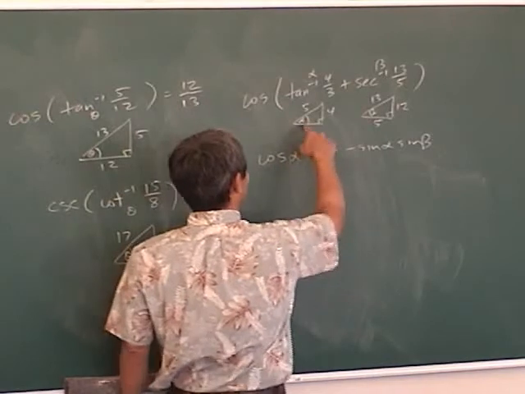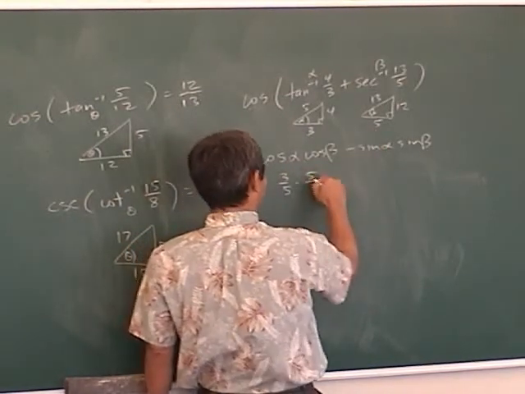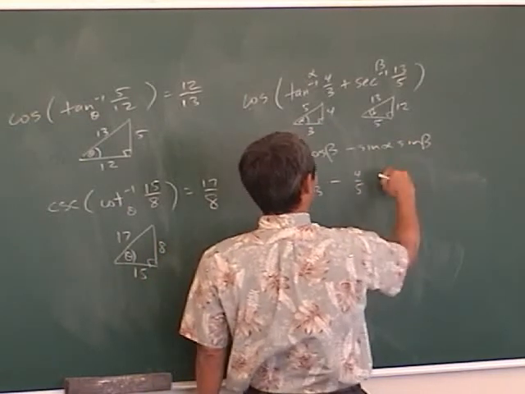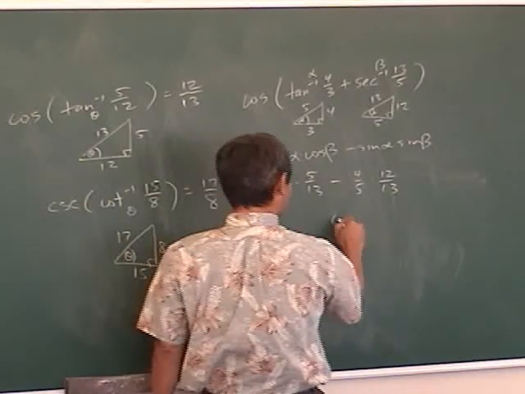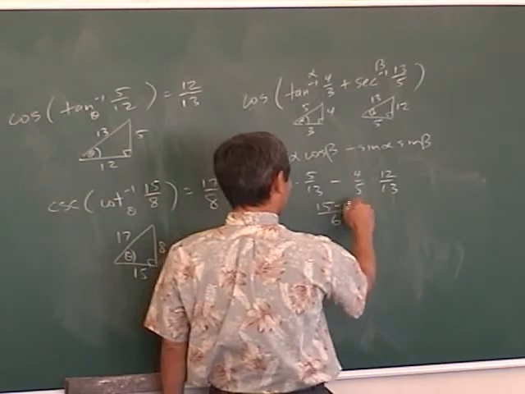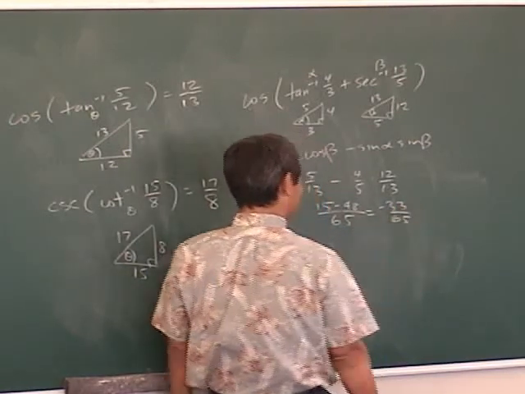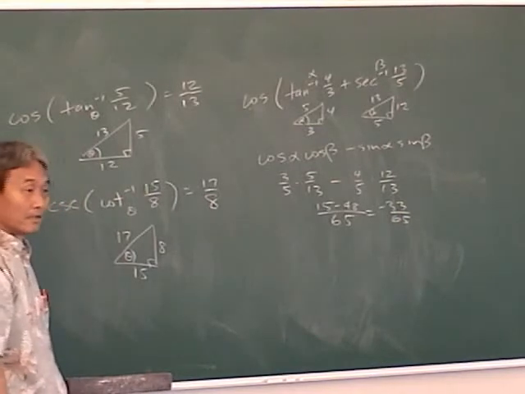What is cosine alpha? 3/5. What is cosine beta? 5/13. What is sine alpha? 4/5. What is sine beta? See, all you gotta know is SOHCAHTOA. And then you make a least common denominator, so you get 15 minus 48, which is negative 33 over 65. Oh, so Mr. Park, we gotta know all our identities there. Yes!